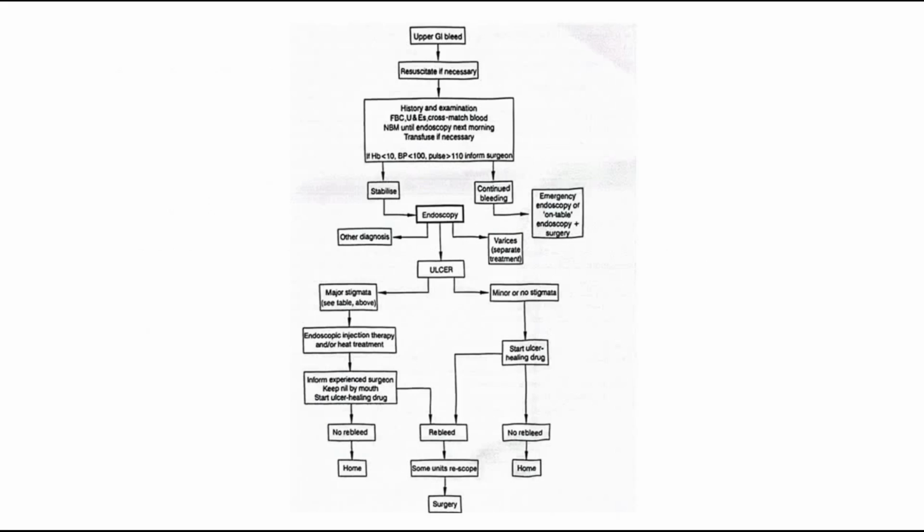This chart shows the management of upper GI bleed. Resus the patient. Take necessary bloods and transfuse blood if necessary. After patient is stabilized, endoscopy to look for cause of bleeding and for therapy purpose. Look for endoscopic stigmata of hemorrhage.